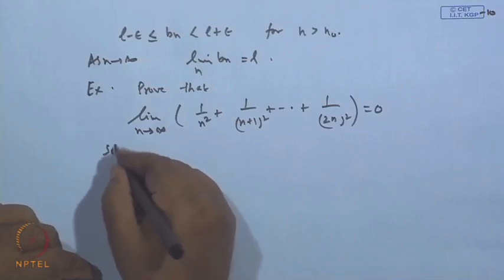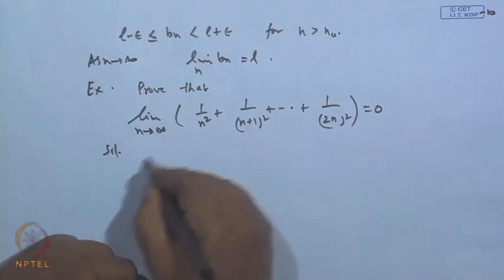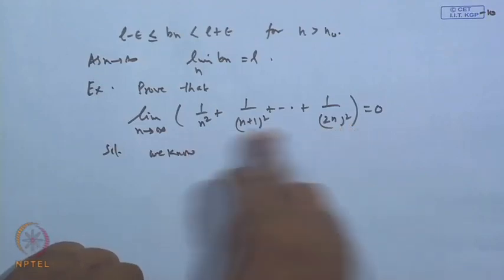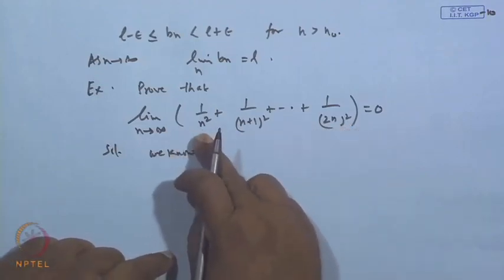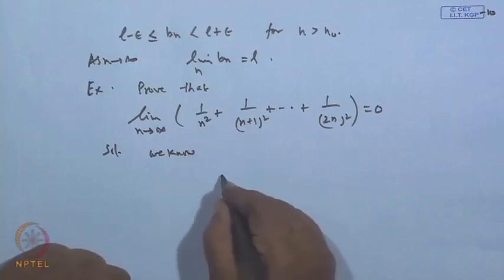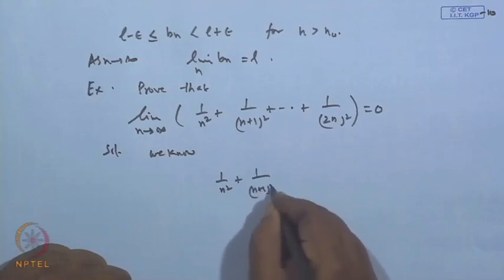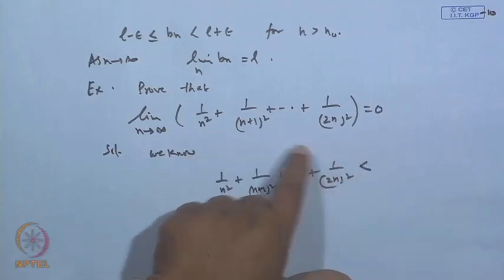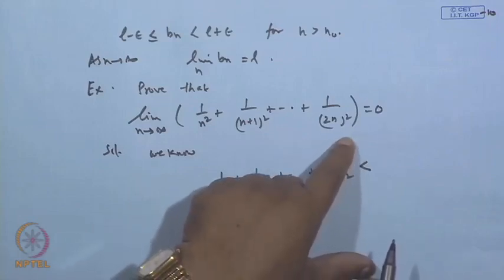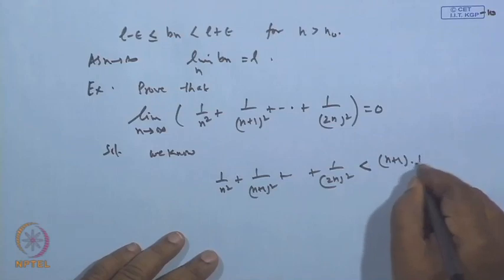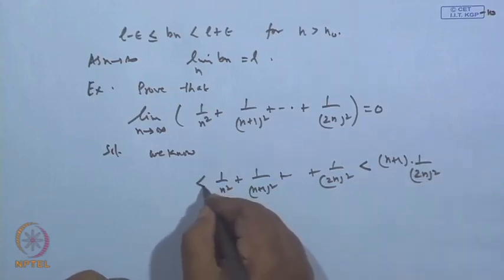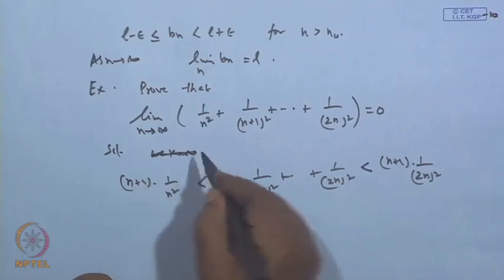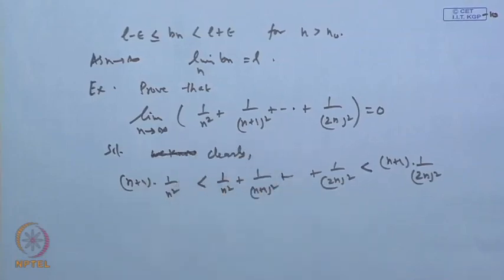So, we know that in this sum the smallest term is 1 by 2n square and the largest term is 1 by n square. So, this calculation shows that 1 by n square plus 1 over (n plus 1) whole square and so on up to 1 by 2n square will be less than... total terms are what? Starting with n to 2n, the total number of terms is n plus 1. So, it is less than (n plus 1) into 1 by n square, and greater than (n plus 1) into 1 by 2n square. Clearly, we get this, is it not?